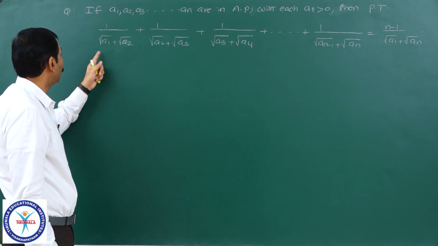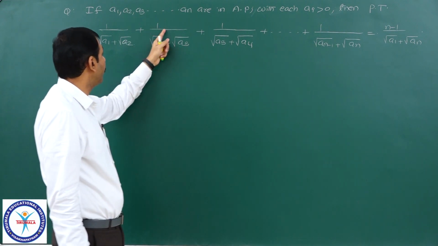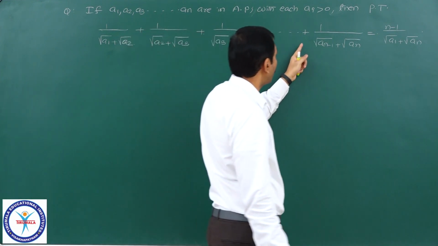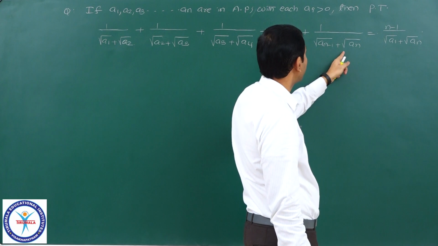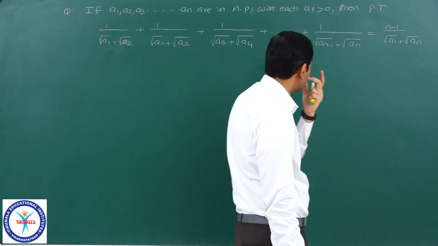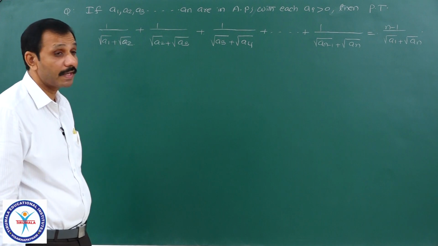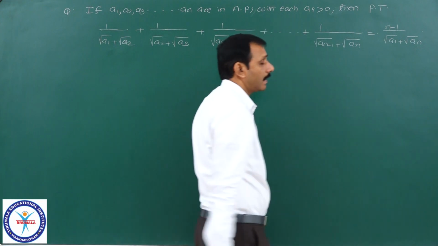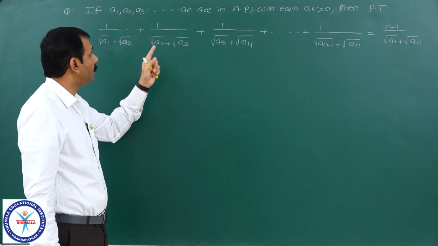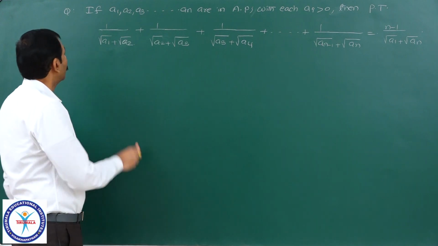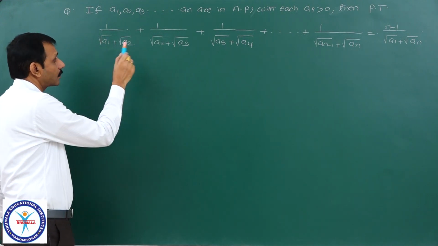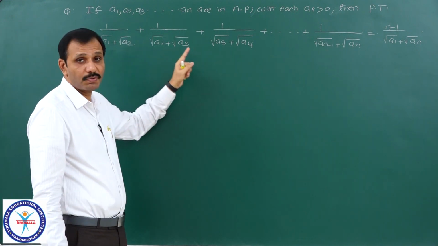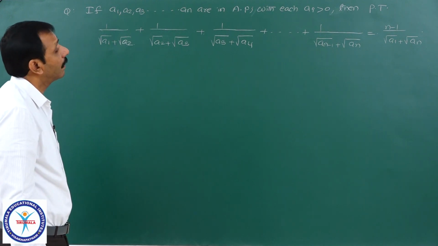Then show that 1 by (root A1 plus root A2) plus 1 by (root A2 plus root A3) plus 1 by (root A3 plus root A4) and so on plus 1 by (root An minus 1 plus root An) is equal to, they are asking us to show, n minus 1 by (root A1 plus root An), the first term plus root of the last term. They have given A1, A2 and so on are positive. Because all these are under square roots, they are defined only when each of A1, A2 and so on is positive. That is the meaning of all being positive.